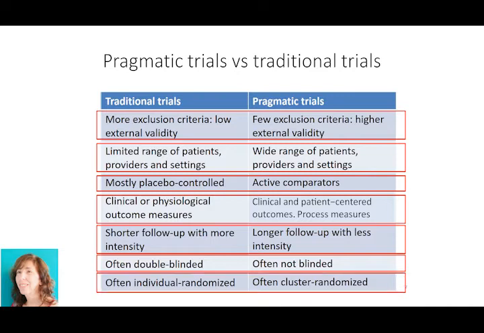Traditional trials are frequently randomized at the individual level. On the other hand, pragmatic trials can be randomized at the individual or cluster level. Cluster randomization is more common in these pragmatic trials, because they are frequently related to interventions at different levels, the individual level, the provider level, the system level, for example.